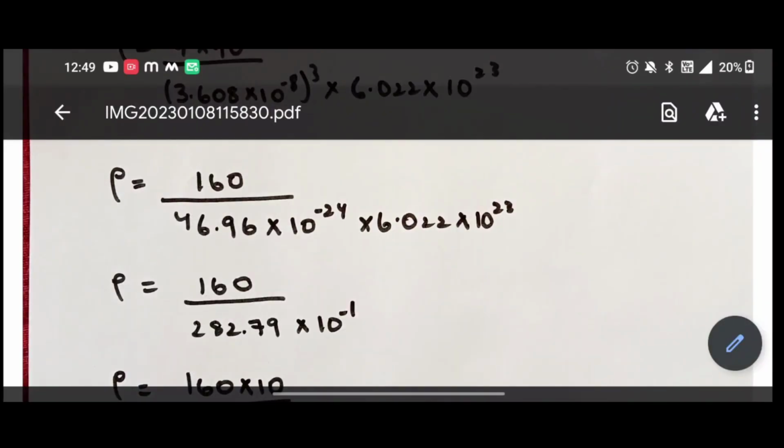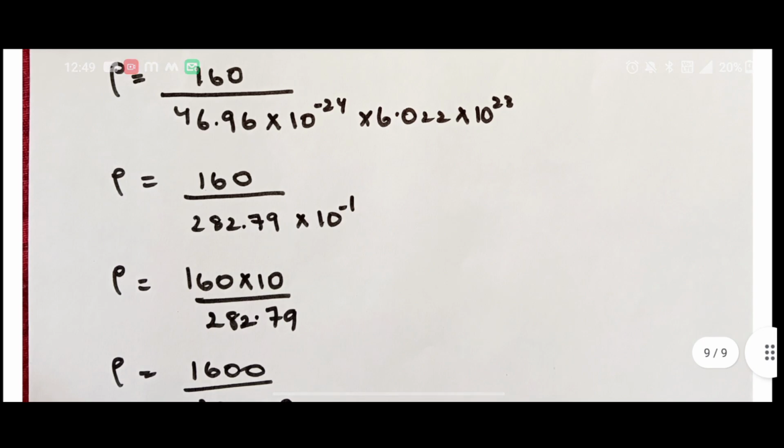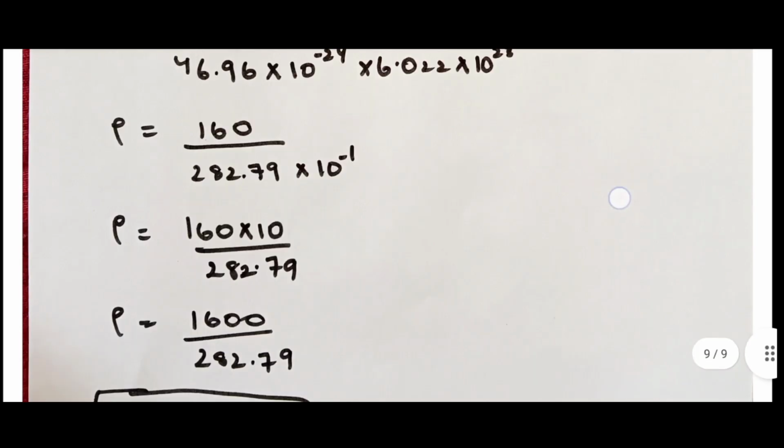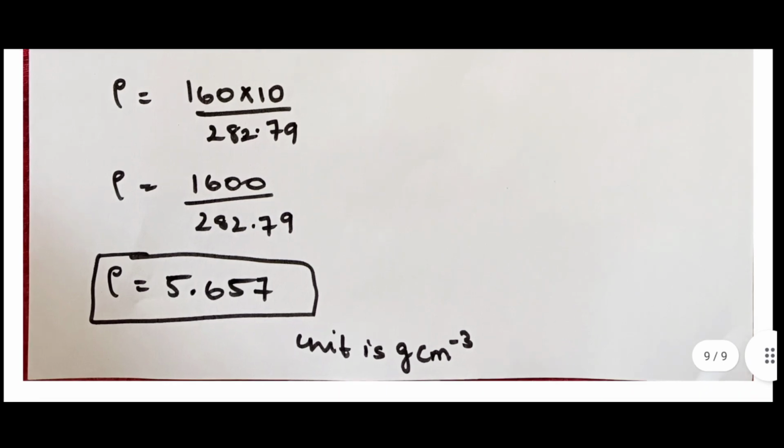You can use a normal calculator for the calculation. In the numerator we get 160 and in the denominator 282.79 into 10 raised minus 1. So that 10 raised minus 1 goes to the numerator, and the negative becomes positive. So 160 into 10 by 282.79. If you divide this, you get the value for density as 5.657. That's it.